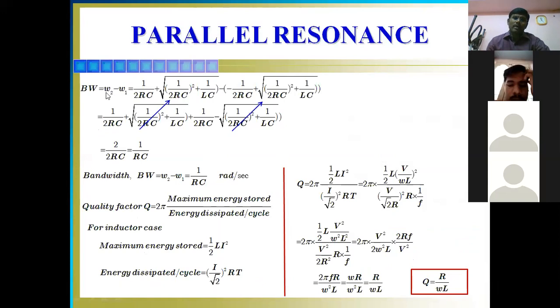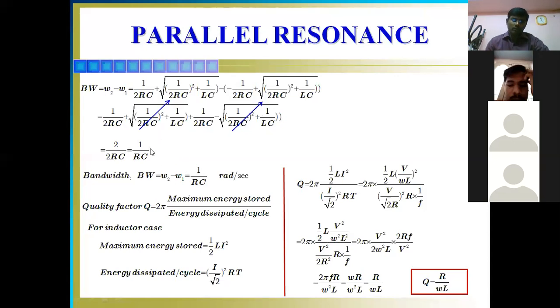From this, bandwidth is equal to W2 minus W1, where W2 is equal to 1 by 2RC into this one minus 1 by 2RC plus this one. So you can get 1 by 2RC plus this plus 1 by 2RC minus this. These two get cancelled. You get 2 by 2RC, which is equal to 1 by RC.